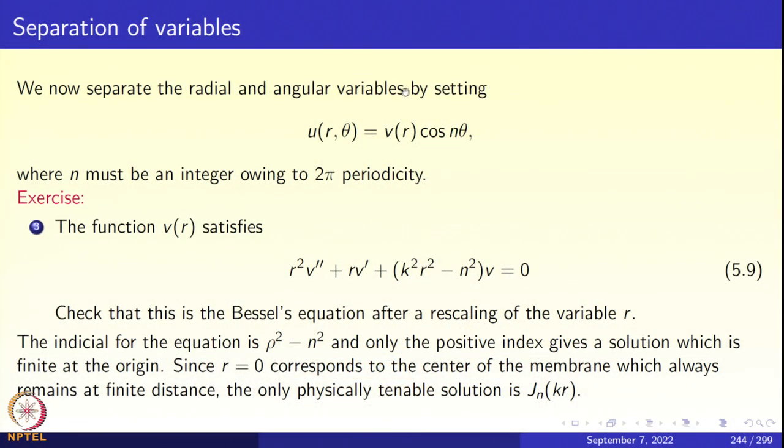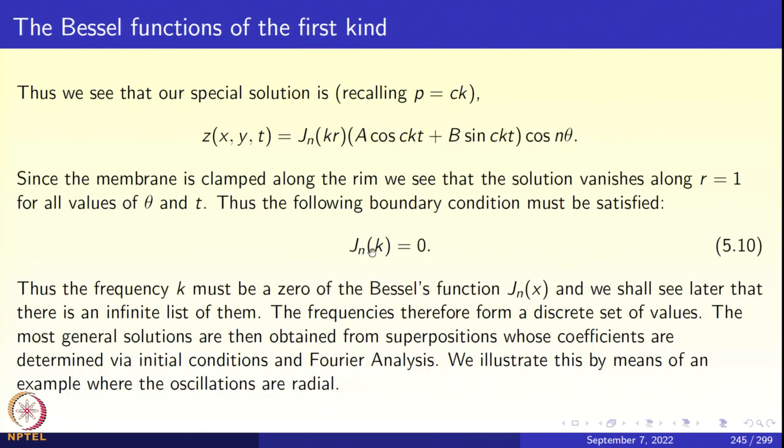And we also saw that the physically tenable solution is Jn of Kr. And since the membrane is clamped on the boundary, Jn of K must be 0. So we saw that the relevant parameter K must be a root of the Bessel's function, or the zeros of the Bessel's functions. We are going to later prove that the Bessel's function Jn has infinitely many zeros.